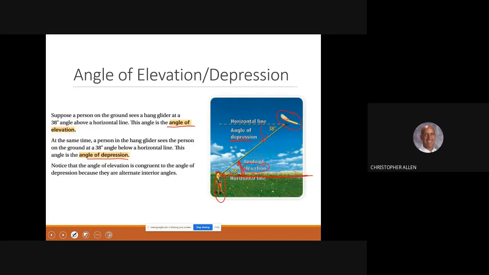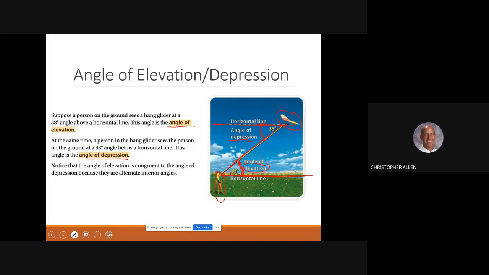So if you're looking up, that's going to be an angle of elevation. If you're looking down, that's the angle of depression. So if you're the girl on the ground looking up, we call that angle the angle of elevation. If you're the guy up here on the hang glider looking down, we would call that the angle of depression. Now, let me make sure I'm clear here. For the angle of depression, you have to have a horizontal line, and then it goes down to this line of sight. Similarly, down here, there's a horizontal line, and then you have to go up to this line of sight here, so that's an angle of elevation, okay?